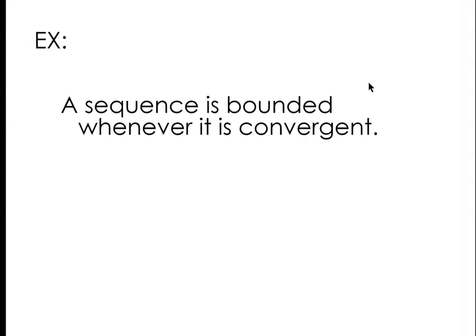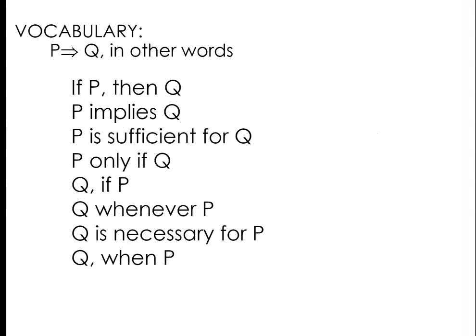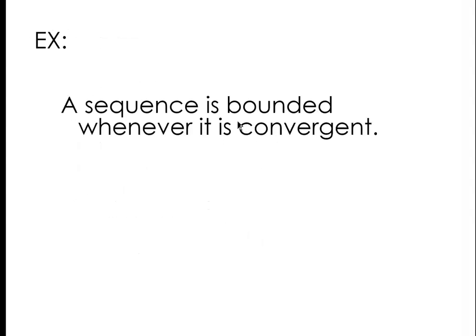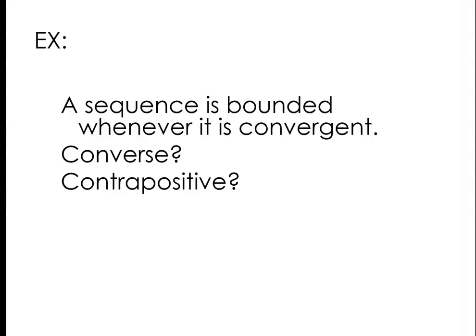Example. A sequence is bounded whenever it is convergent. If we think about that, the whenever part gives me the P part. Whenever P. Yeah, okay, good. So it is convergent is the if part, the P part, the antecedent. Bounded is the consequence, or the Q part. So this is the same thing as saying, if a sequence is convergent, then it is bounded. The converse is, if a sequence is bounded, then it's convergent. The contrapositive would be if it is not bounded, then it is not convergent.